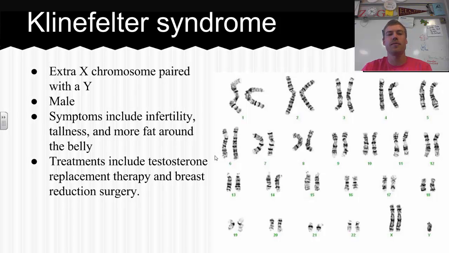We also have Klinefelter syndrome. It's an extra X chromosome paired with a Y, so it's XXY. This is going to be a male, and symptoms include infertility, tallness, and a little bit more fat around the belly, and that's due to the extra X chromosome. You also are going to develop some secondary sexual characteristics more associated with females, so maybe enlargement of the breasts, as well as maybe a little bit less muscle tone than what you might find in a normal male. And the way that this can generally be treated is testosterone replacement therapy, to help boost the testosterone levels, as well as breast reduction surgery can help the individual out, although there's really no way to get around the infertility part.